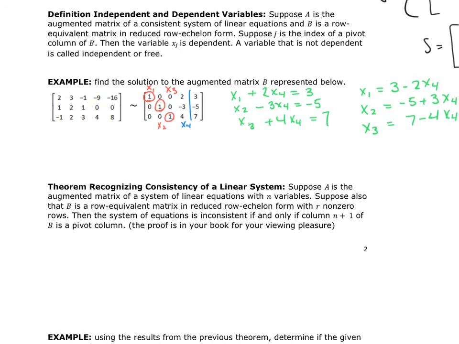Our next theorem says, suppose A is an augmented matrix of a system of linear equations with n variables. Suppose also that B is the row equivalent matrix, in reduced row echelon form, with R number of 0 rows. The system of equations is inconsistent if and only if column n plus 1 of B is a pivot column. What does that mean? Formally, it means that if you have a row of zeros with the exception of the last entry, then you have a no solution system, in other words, it is inconsistent.